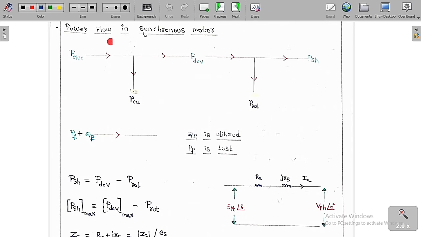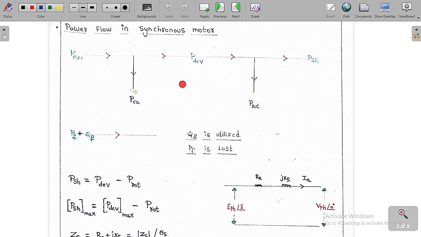So now we are going to see the power flow in the synchronous motor. In the synchronous motor, initially we are going to give the electrical power. Then there will be some copper losses, and this is the electrical power developed, or we can say the mechanical power developed. Again there will be some rotational losses. Again we are going to get the shaft power.